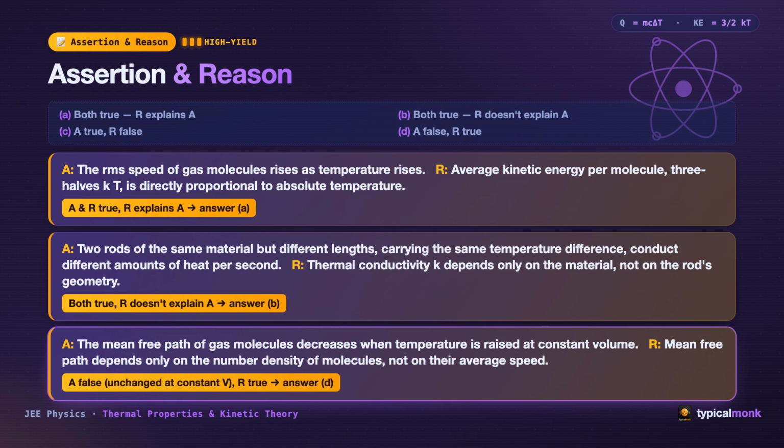Third one, assertion: the mean free path of gas molecules decreases when temperature is raised at constant volume. Reason: mean free path depends only on the number density of molecules, not on the average speed. Check the reason first. It is true, mean free path really does depend only on number density. Now the assertion: at constant volume the number density does not change, so the mean free path does not change either. The assertion is false, the reason is true. Option D. This is the trap that catches John every time.